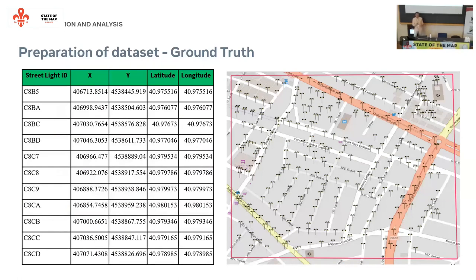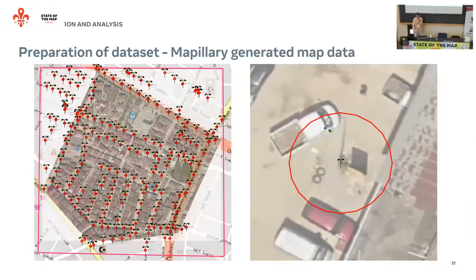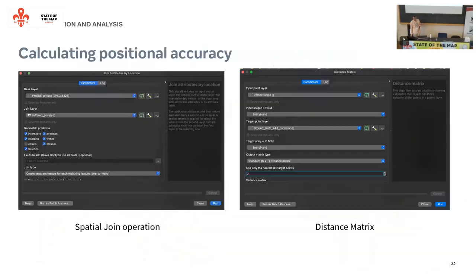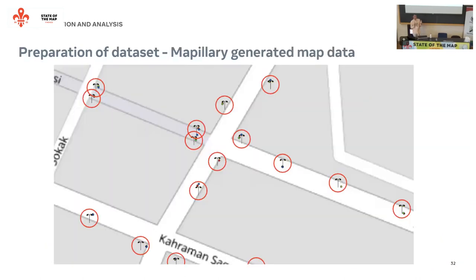And every municipality in Turkey has different approaches. So Mapillary data comes with geodetic coordinates, but my ground truth data was in Cartesian coordinates. So I need to perform conversion from Cartesian coordinates to geodetic coordinates. This is my ground truth data. And then I got Mapillary generated data, and then generate a buffer around the ground truth data with a 10 meter radius, and then assign their ID to ground truth data. And as a result, I got a unique ID for ground truth data and Mapillary-generated data.